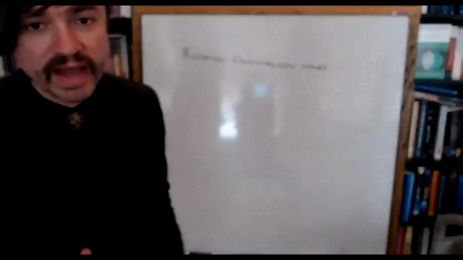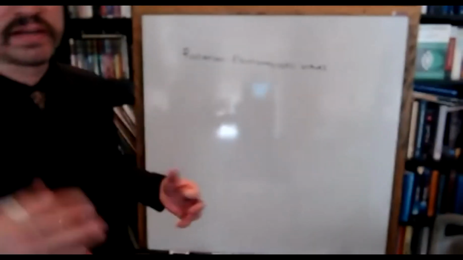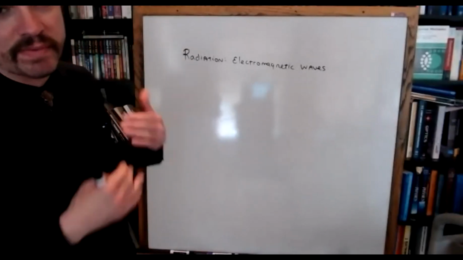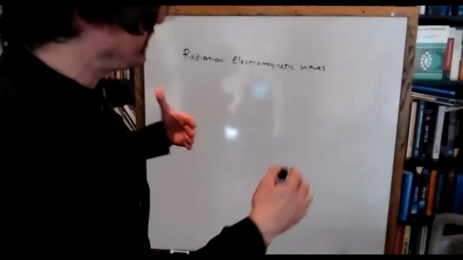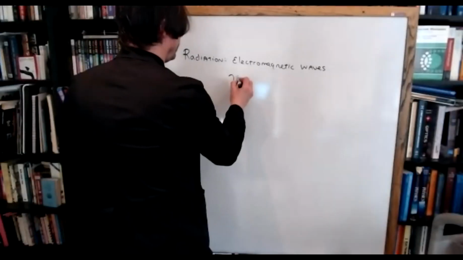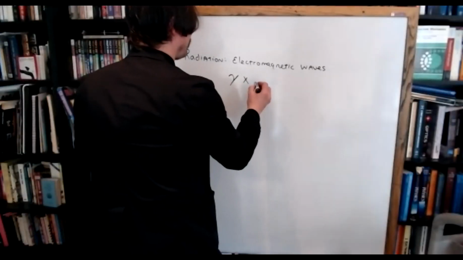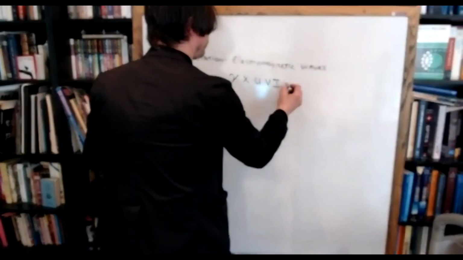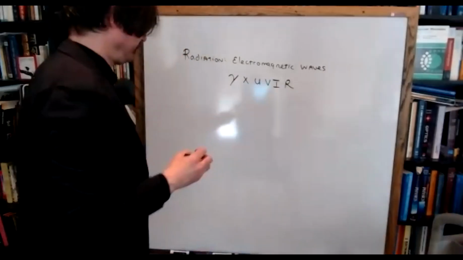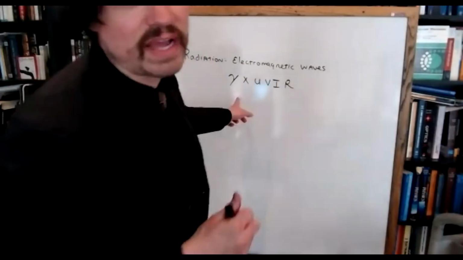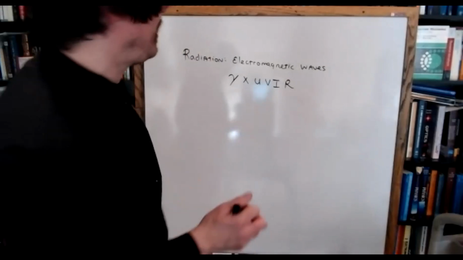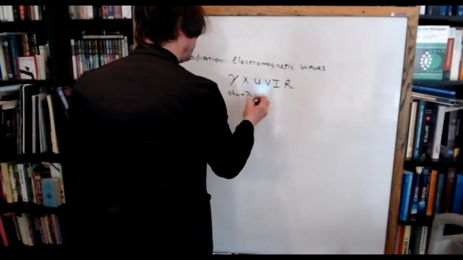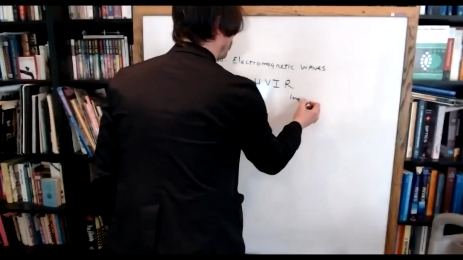If you guys remember, I have a kind of mnemonic device to remember the regimes of the electromagnetic spectrum. It goes gamma rays, X-rays, UV, visible, infrared, and radio. Or sometimes I call it YX-UVer, okay? With this being short wavelength electromagnetic waves, and these are long wavelength.